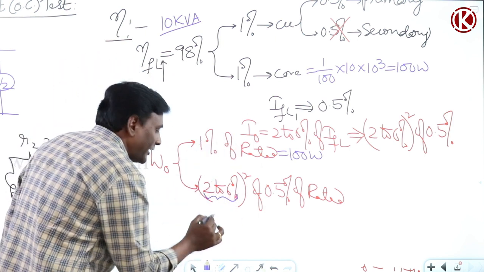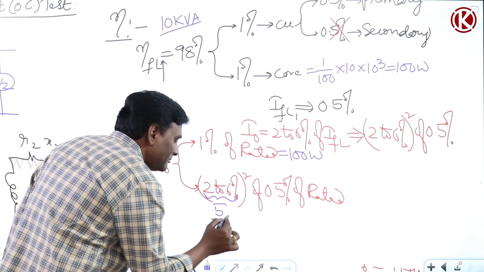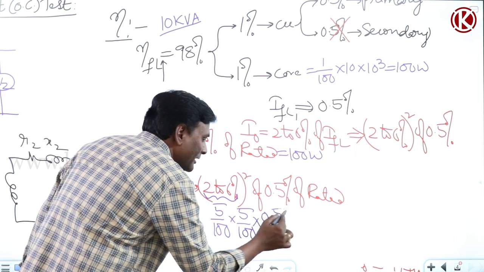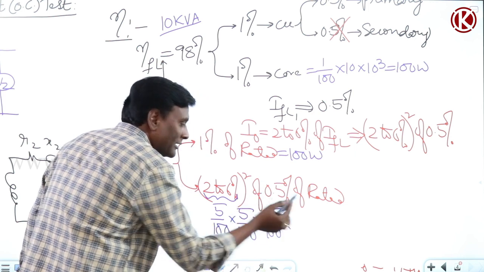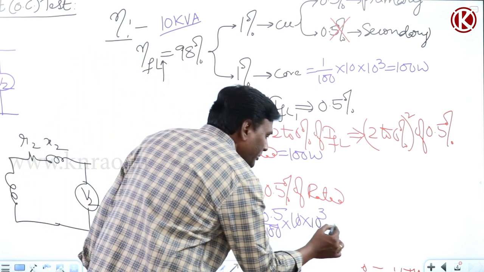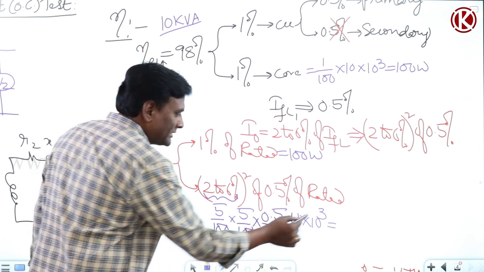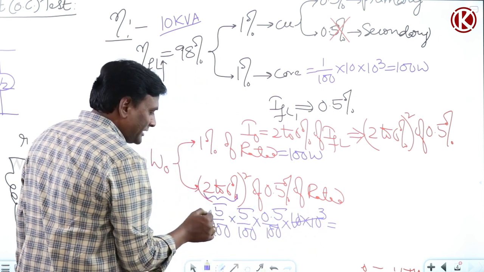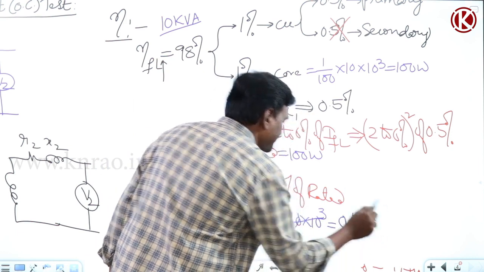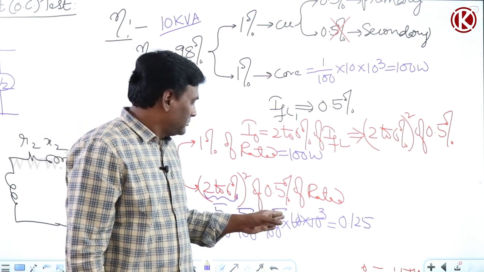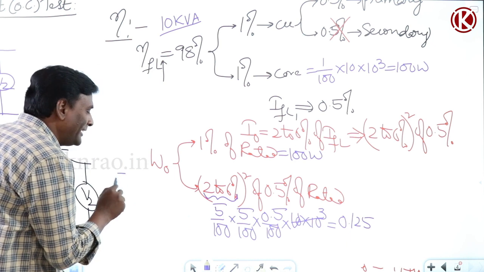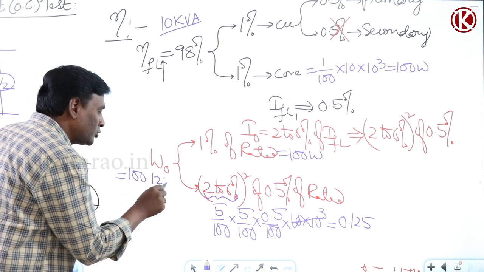So 5% square: 5 by 100 multiplied by 5 by 100, multiplied by 0.5 by 100, multiplied by rated capacity 10,000. How much is that going to be? 0.5 into 0.5 into 0.5 is 0.125. So this is going to be 0.125 watt, and my wattmeter reading is going to be 100.125 watt.